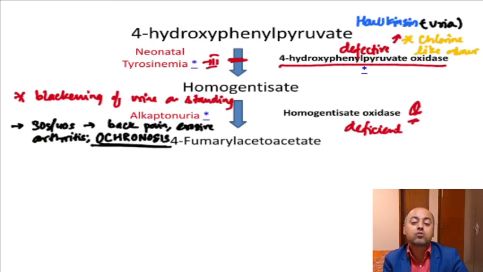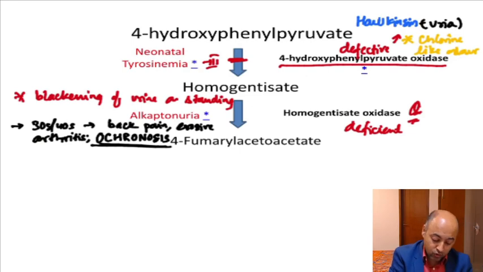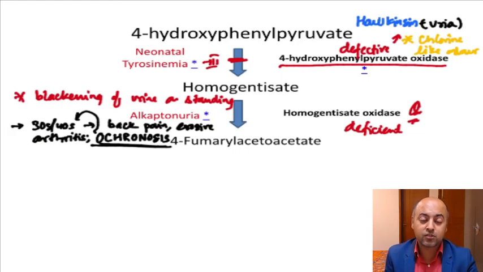What do you mean by ochronosis? Ochronosis is black pigmentation of the skin. On the skin, the black pigmentation will appear. That is ochronosis. This is the extrapolation of blackening of urine on standing. In the atmosphere, oxygen is high, so the oxidation occurs very fast. But in the body, the oxidation will occur slowly because the partial pressure of oxygen is much lower. That is why ochronosis appears in the third or fourth decade of life, 30s and 40s. That is when ochronosis will become apparent.